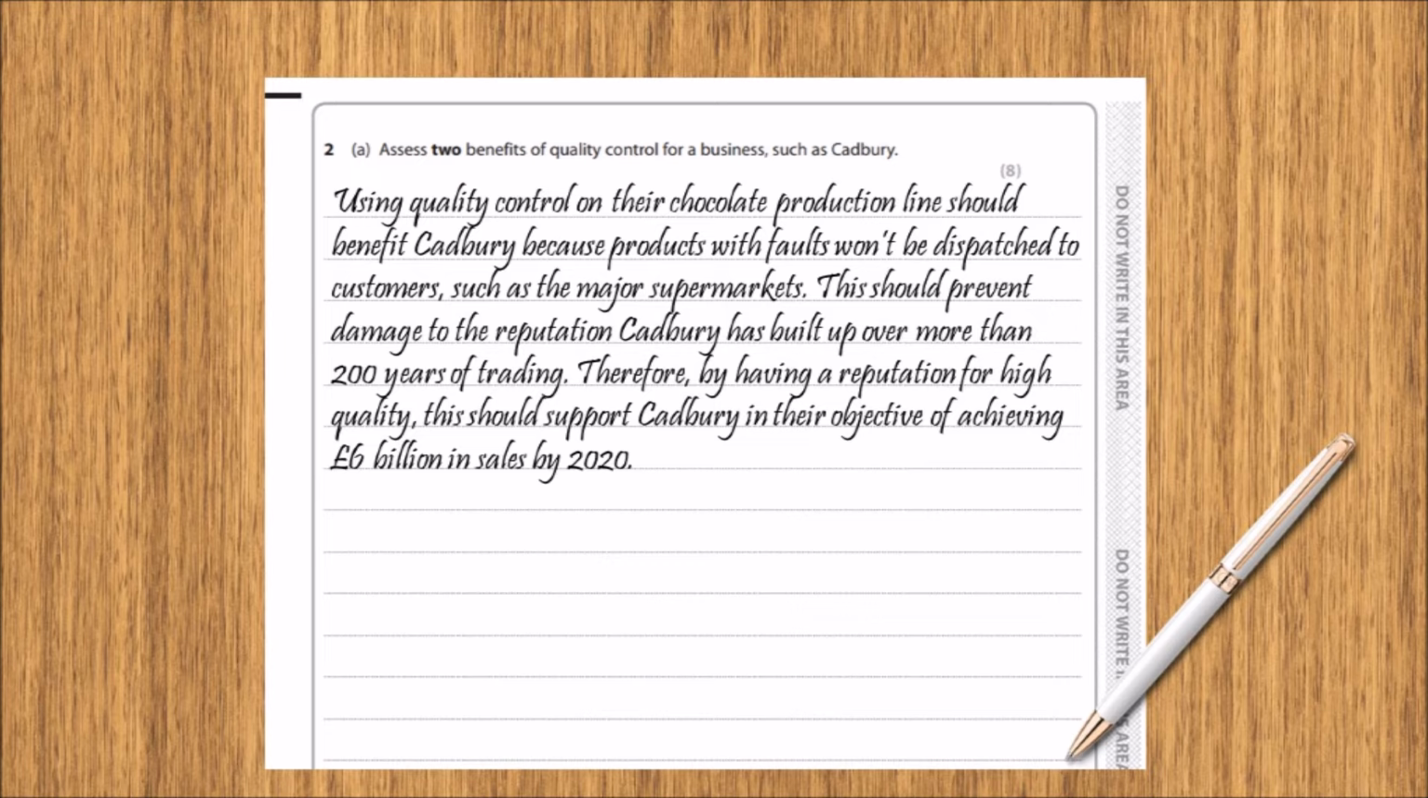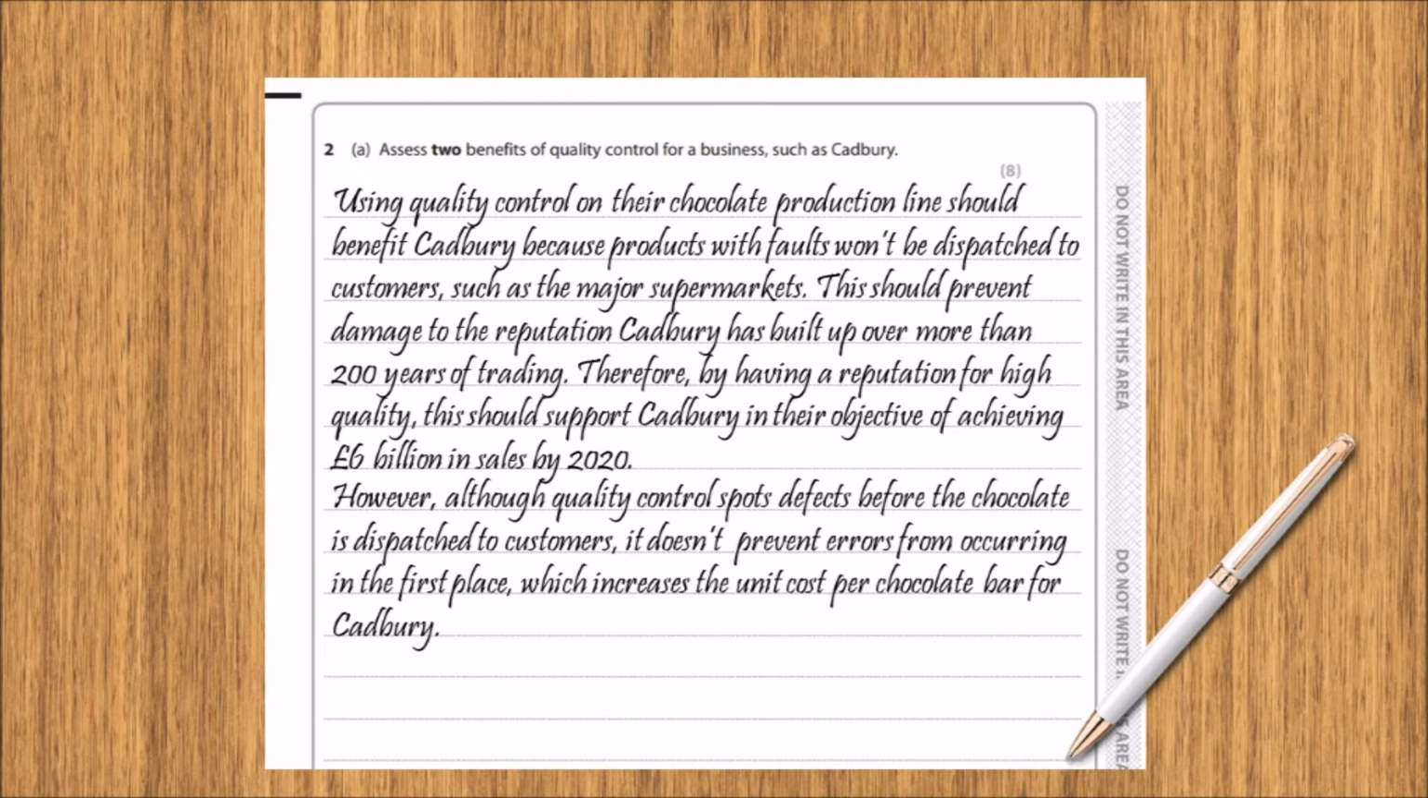We want to try and show some balance, a word that you'll see in Edexcel mark schemes. And although we might say that there are distinct benefits around being able to spot products before they go out to customers, we could just put some note of caution on that and say, however, although quality control spots defects before the chocolate is dispatched to customers, it doesn't prevent errors from occurring in the first place.